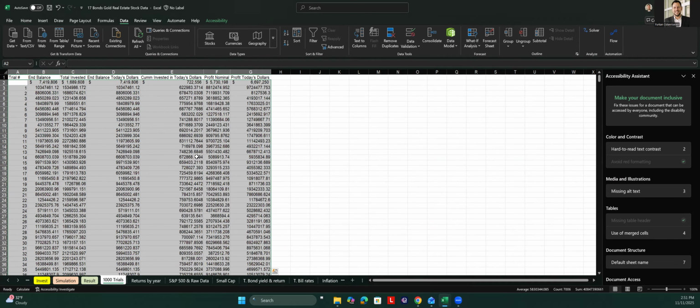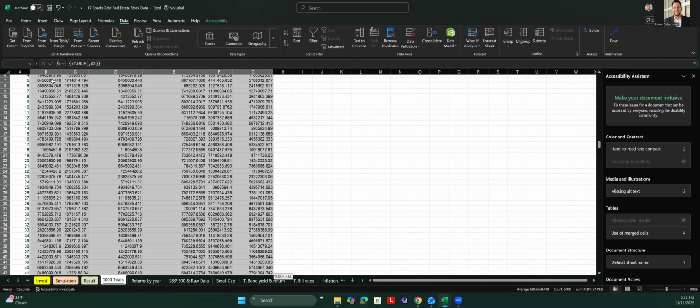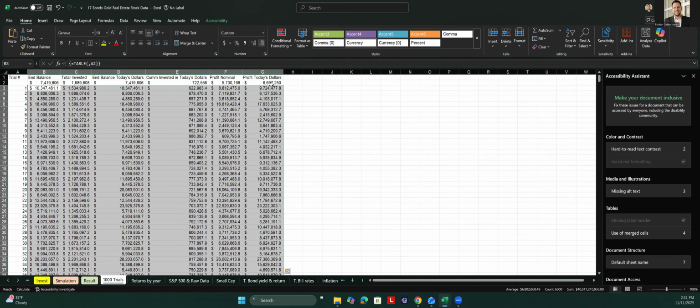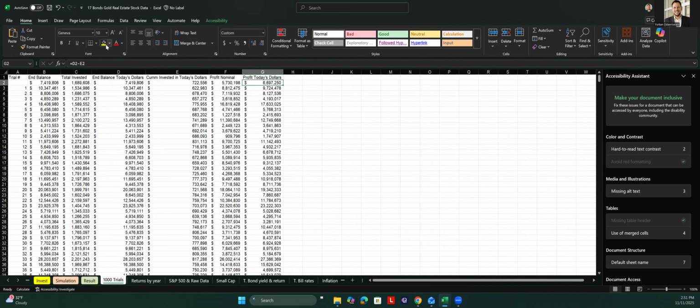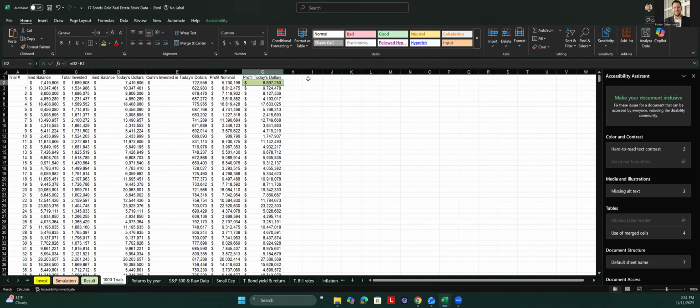So you can see these are the values. Let's make them all dollars to make it easier to see. Control Shift down, Control Shift right, Home, dollars. I don't need decimals. Perfect. So probably the most important figure is right here, where we are trying to figure out profit in today's dollars.